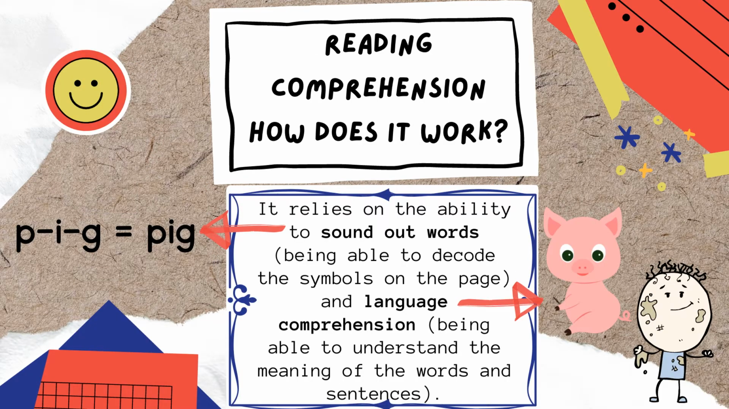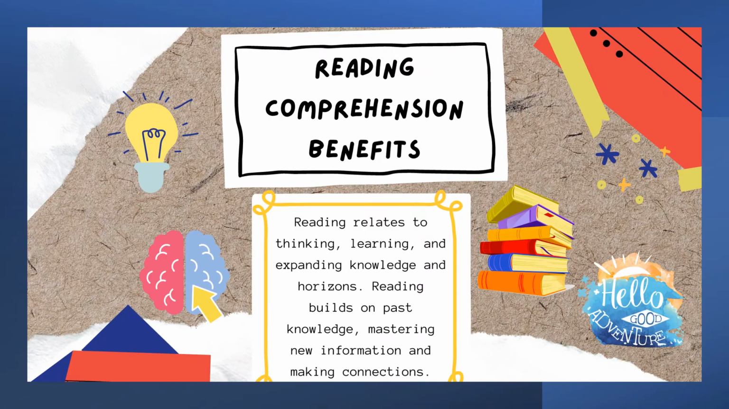In order to read with comprehension, you need to be able to decode or sound out words by matching symbols to sounds, and you need language comprehension, or the ability to understand the meaning of words within sentences. Reading relates to thinking, learning, and expanding knowledge and horizons. Reading builds on past knowledge, mastering new information and making connections.